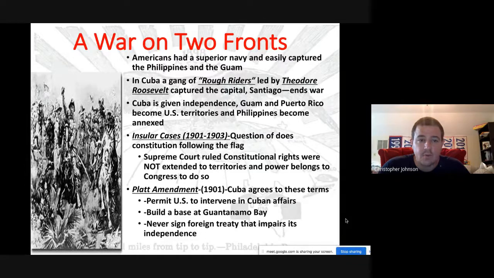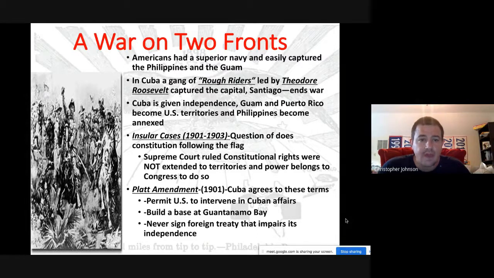We get Guantanamo Bay, and we sign what's called the Platt Amendment. We are allowed to intervene anytime we want. They are not allowed to have contracts with other countries that may impair their independence. And we also get to build a Navy base, which we still have there in Guantanamo Bay. Cuba has since violated the Platt Amendment, and that's why there are trade restrictions on Cuba today.